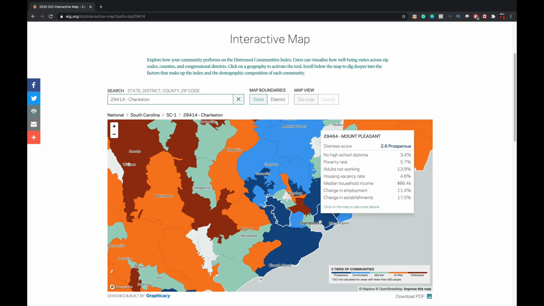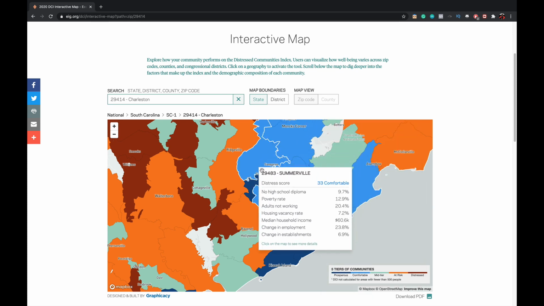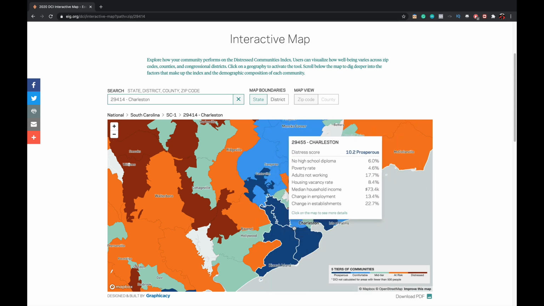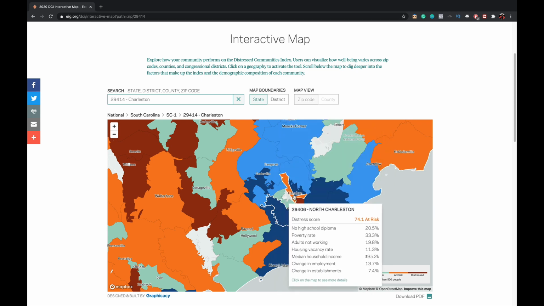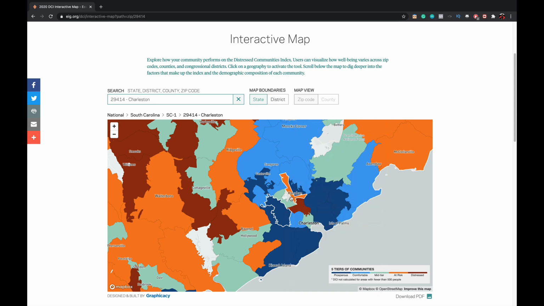What we have here in Charleston is we're in a pretty affluent area. And this is why I don't market to Charleston, to be honest. And visually, you can see why. There's only 2 zip codes that are really distressed.